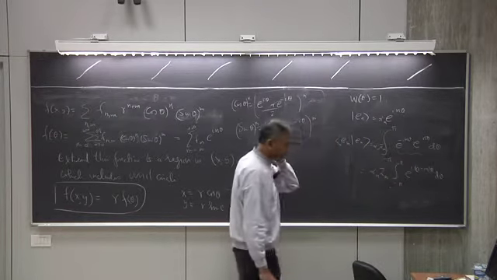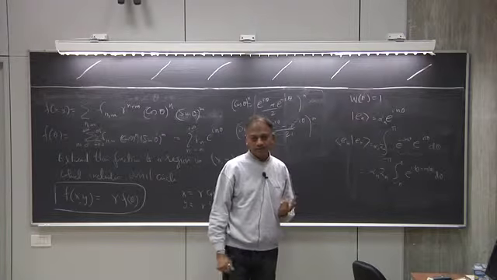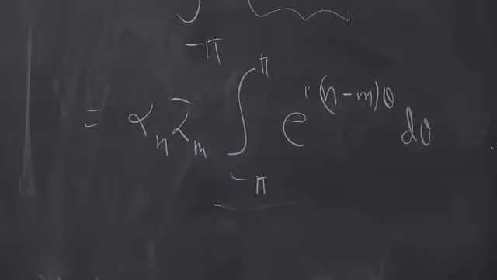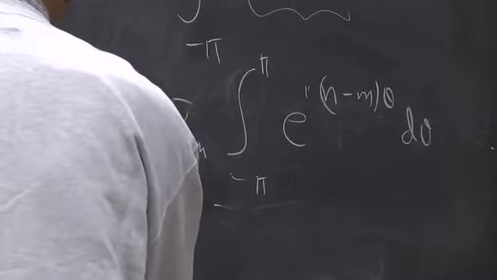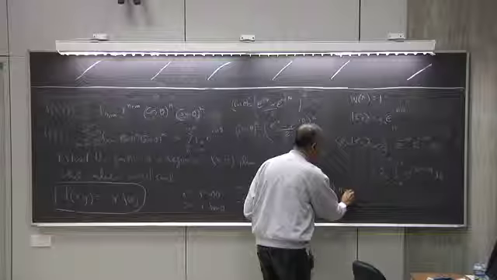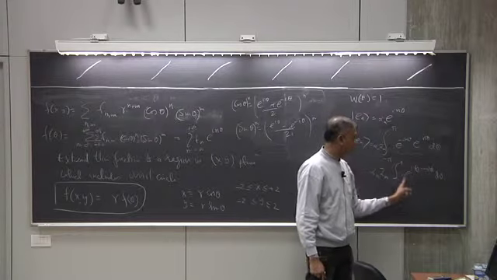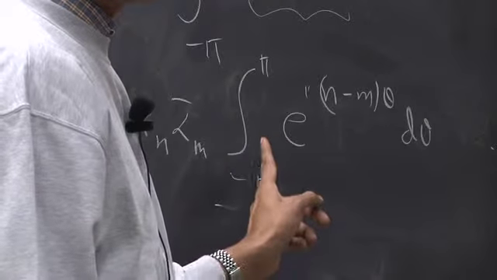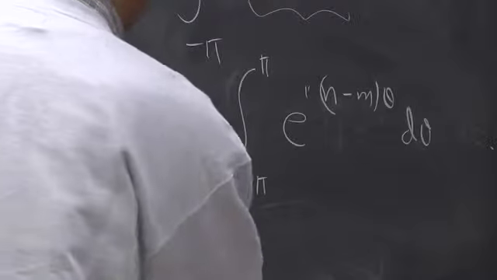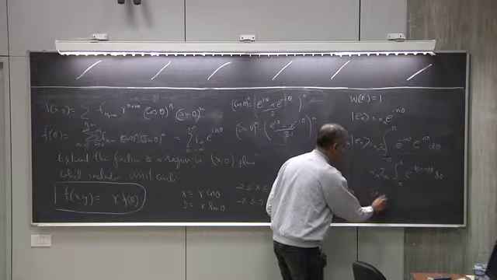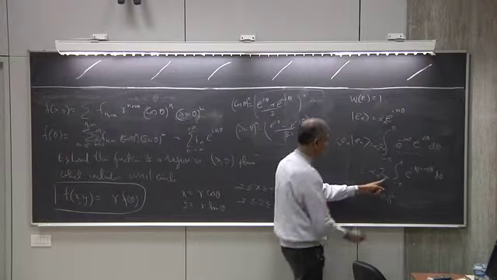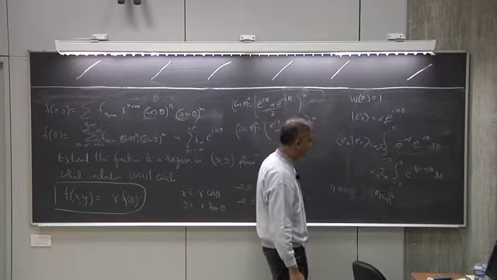Now there are two cases. One when n is equal to m, and the other when n is not equal to m. In the first case, n equal to m, this just becomes 1, and the result of the integral is simply 2 pi. So this gives you 2 pi |alpha n| squared, because m is the same as n.